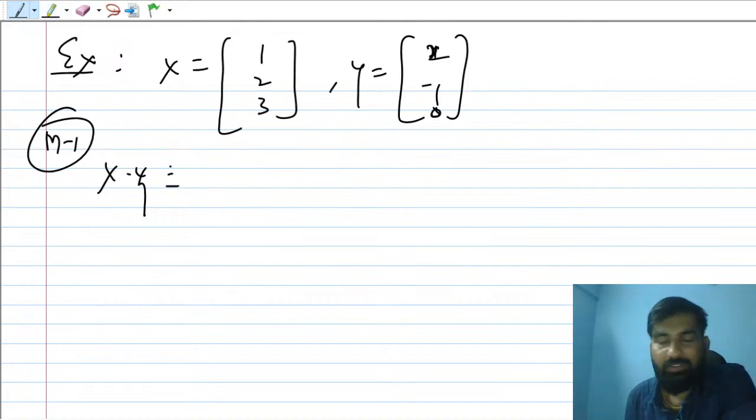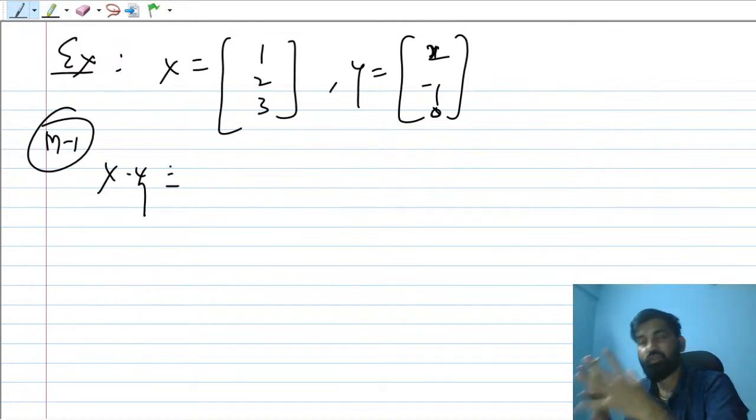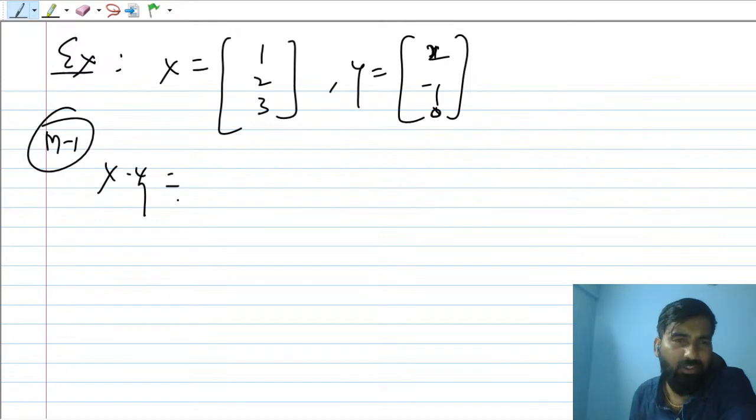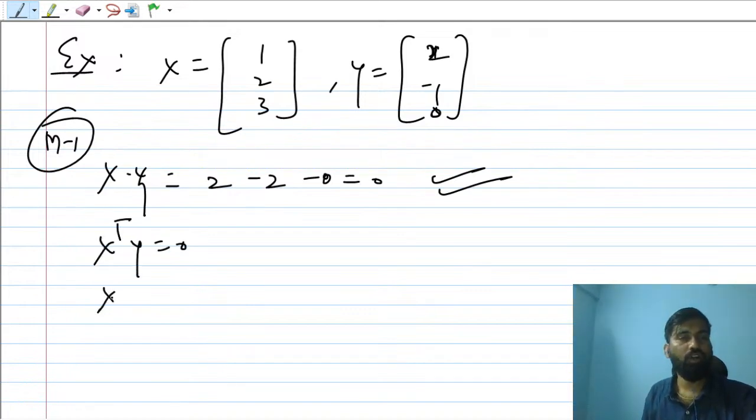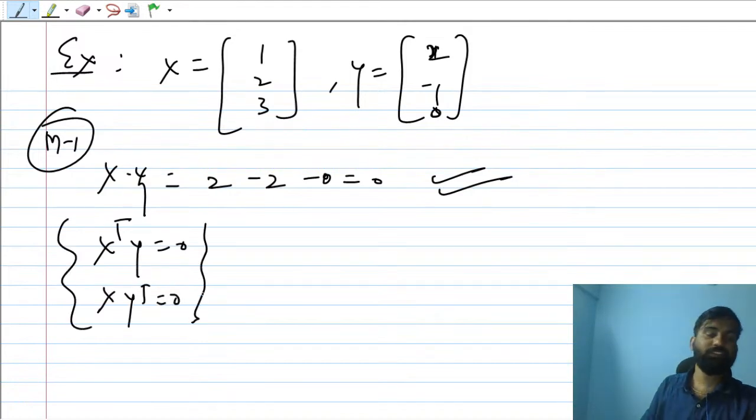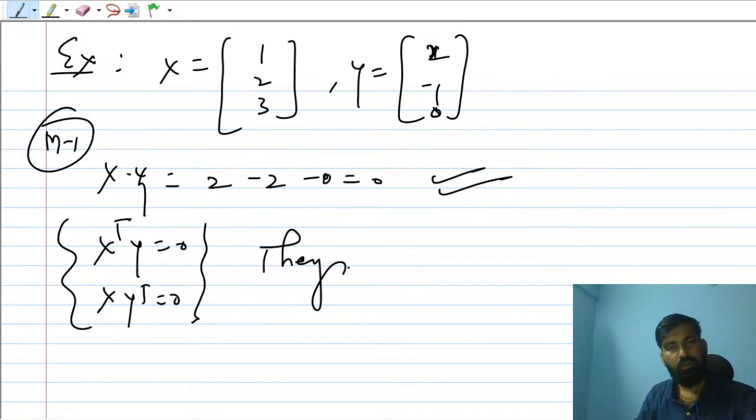So x dot y, if you are trying to find the dot product of two column vectors, just multiply component-wise. 1 into 2 is 2, 2 into minus 1 is minus 2, and this is 0, so it comes out to 0. Or you can also write, if x dot y equal to 0, it means x transpose y equal to 0 or y transpose x equal to 0, both are the same. This is method 1 to verify they are orthogonal.